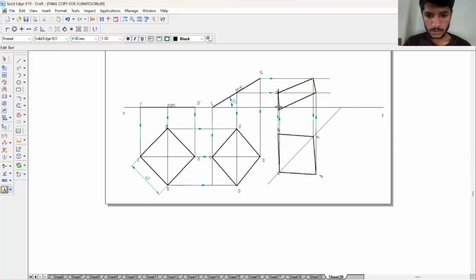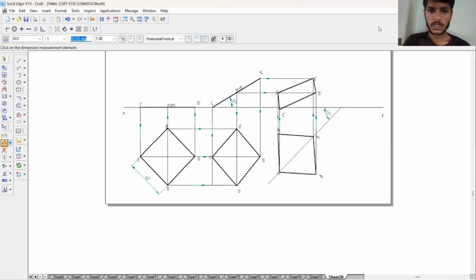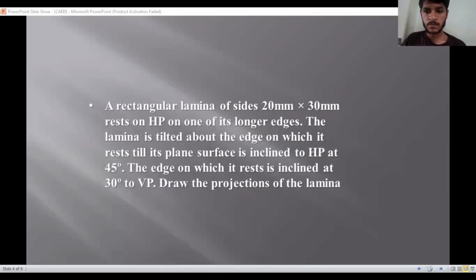Let's give the text D, C, B, and A. Okay, now let's trim the unwanted lines here. Let's measure the angle between these two lines. Okay guys, that was our first problem, and now let's move on to the second problem.